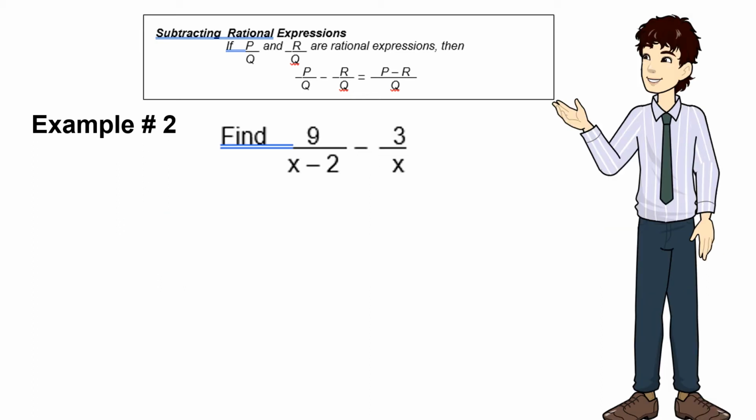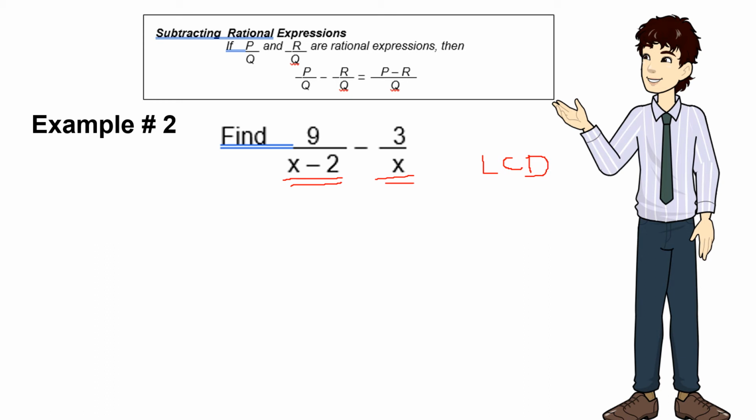For example number 2, 9 over x minus 2 minus 3 over x. Okay. So, lagi ang reference natin, tingnan ang denominator. Look at the denominator. So, these two denominators are different from each other. Magkaiba yung denominator. So, again, pag magkaiba ang denominator, we have to look for the LCD, or least common denominator.